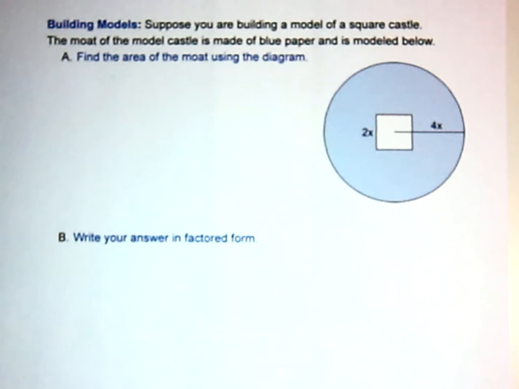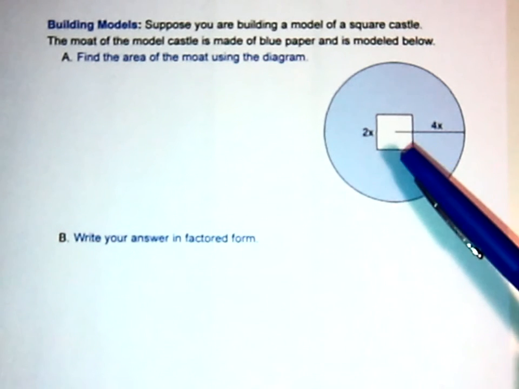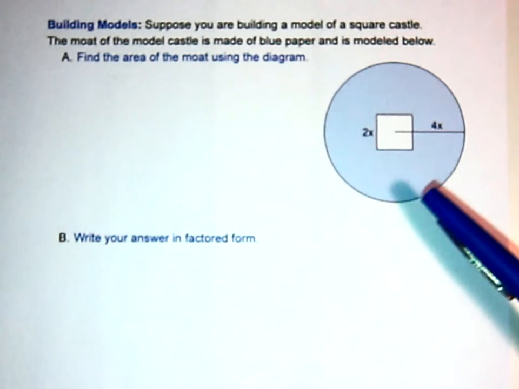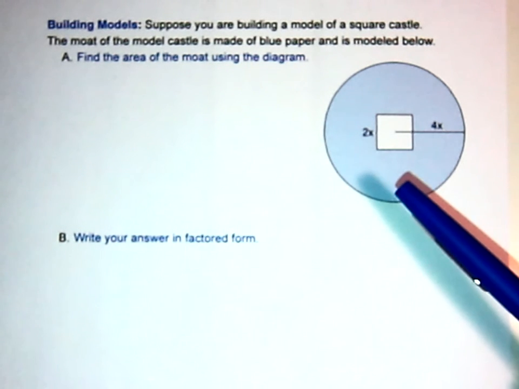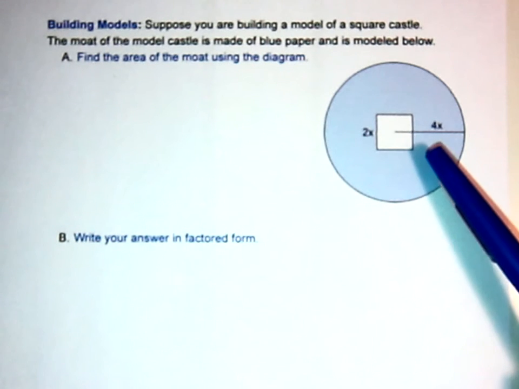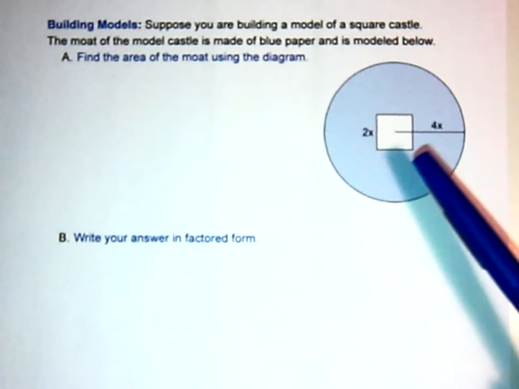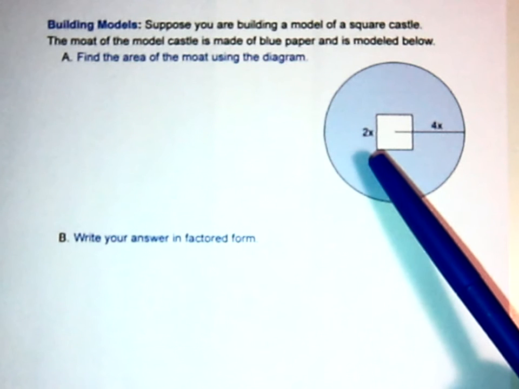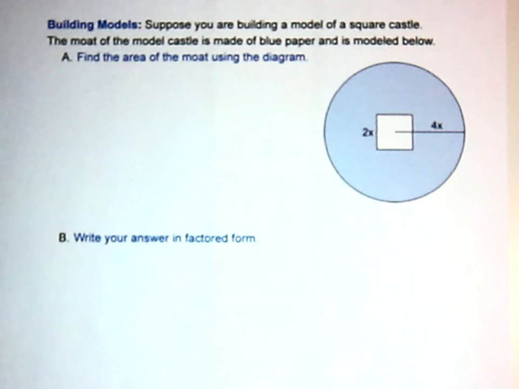So we have the example of it, right? The castle is the square white shape, and then the moat is the circle and everything that's blue. If we look here, we can pick up some information. The radius of our circle is 4x, and the side length of our square is going to be 2x. Those are going to be really important for this part A.